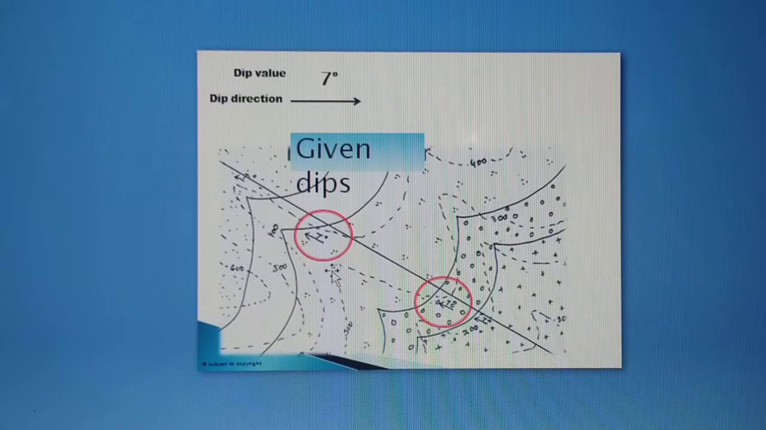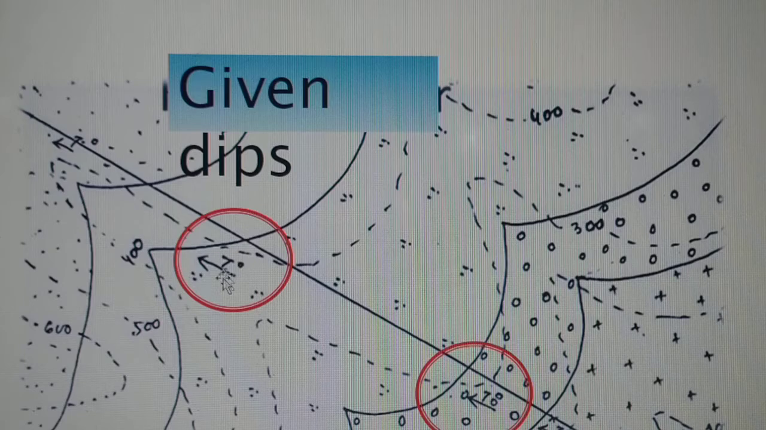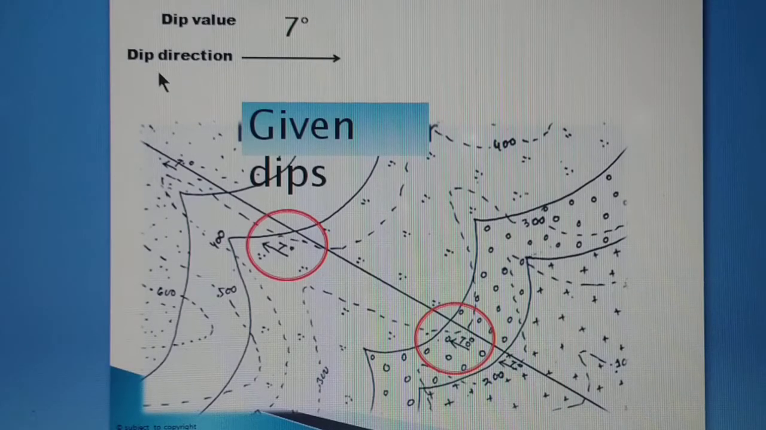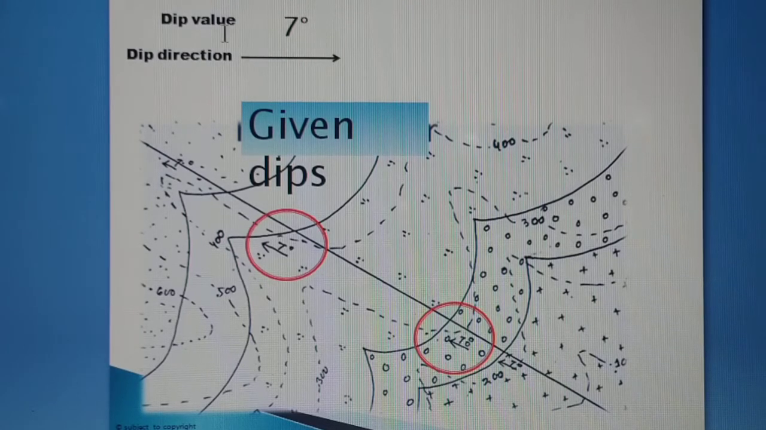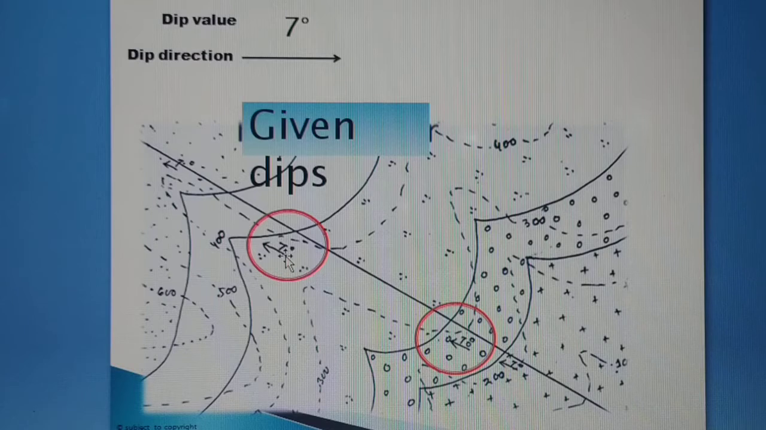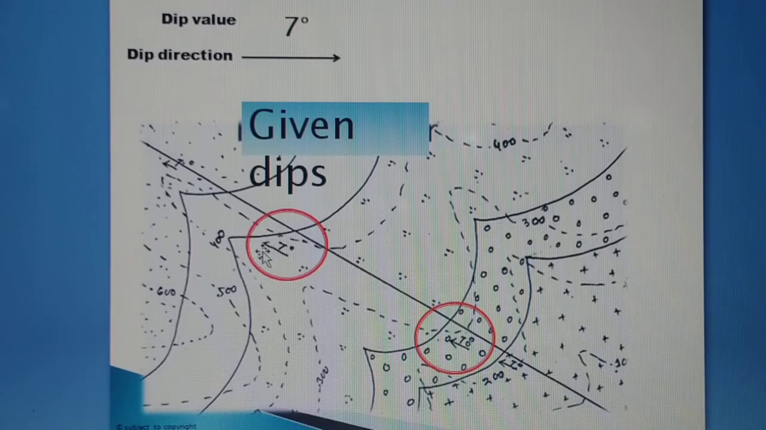In the next slide I am showing you, sometimes what happens, in some cases the dip values are given. So here are the given dip values. This symbol indicates the dip, and the dip direction is shown by the arrow in this symbol, whereas this indicates the dip value. So here you can see this is 7, meaning the dip value, and the arrow mark represents the dip direction. So that means these beds are inclined towards this side.